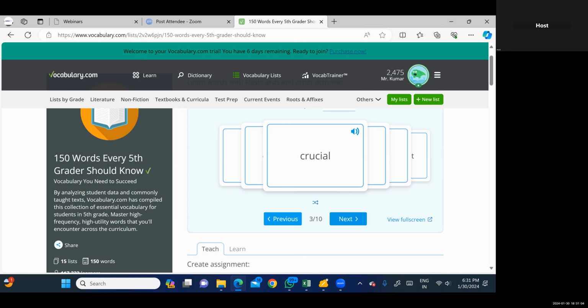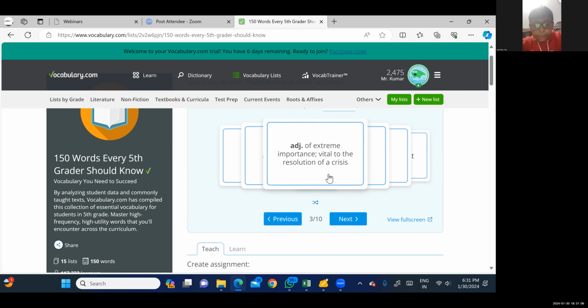Okay, let's see the meaning of crucial. It's an adjective: of extreme importance, vital to the resolution of a crisis. It means if you have a problem, it is very important to resolve the issue. Something which has to be resolved, that is crucial. To save the life of this patient is crucial. It is extremely important.